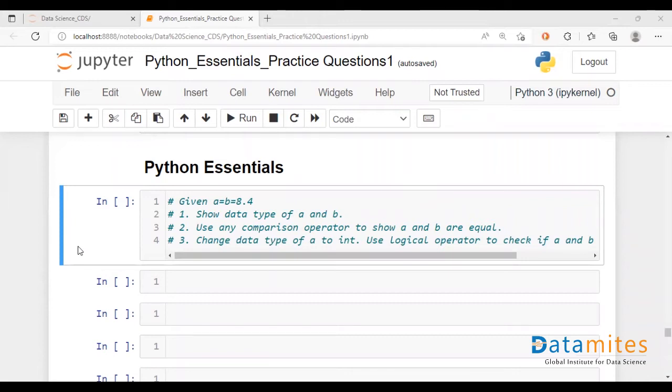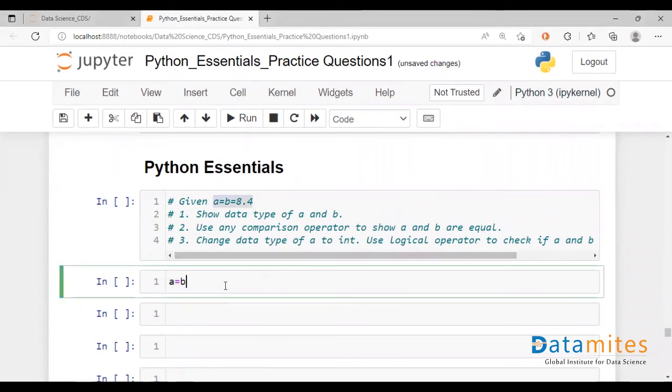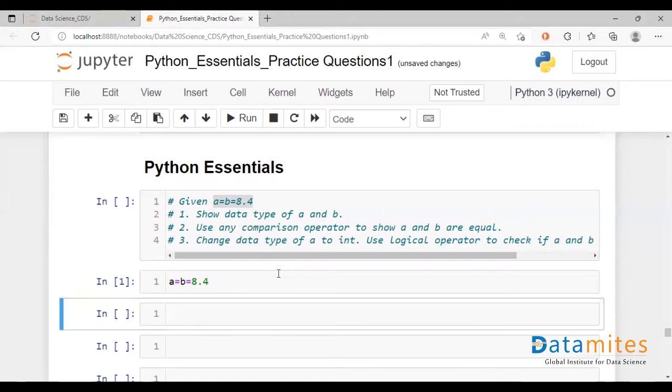So our question relates to the comparison operator. Given A is equal to B is equal to 8.4. We might have discussed this in one of our sessions where we talk about multiple assignment, where two or more than two variables are all being given the same value. Following that, you might have different uses for A and B, but we don't need to specify A is equal to 8.4 and B separately, right? Both are being given the float value of 8.4.